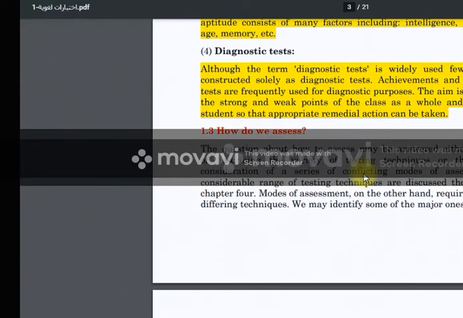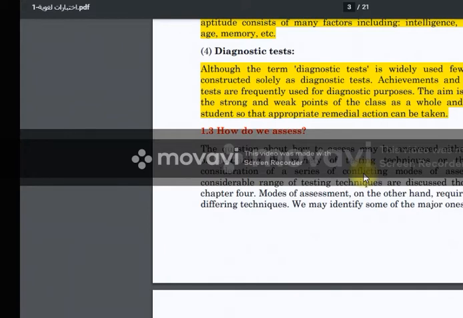I will go through these items quickly. We have no time. You can return. I will give you the main idea that differentiates between each pair of these modes of assessment and explain each part of the pair, and you can go in depth in your book.